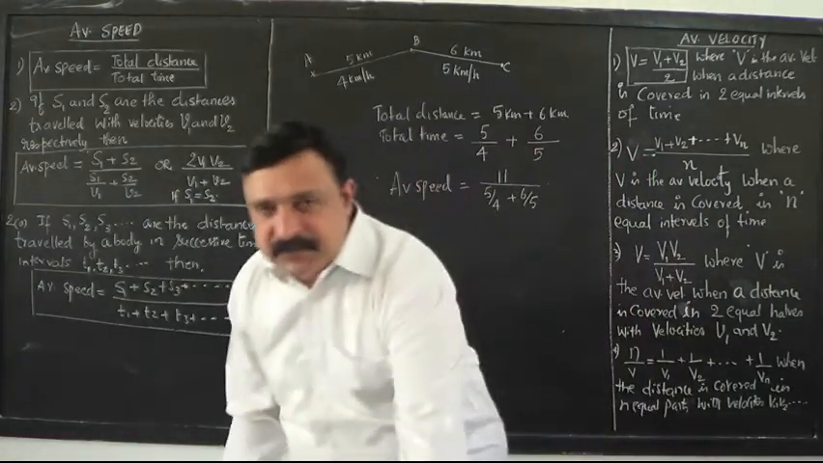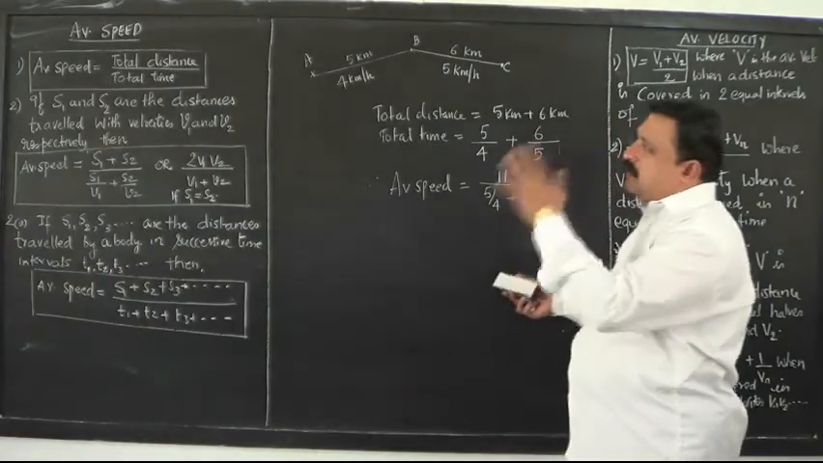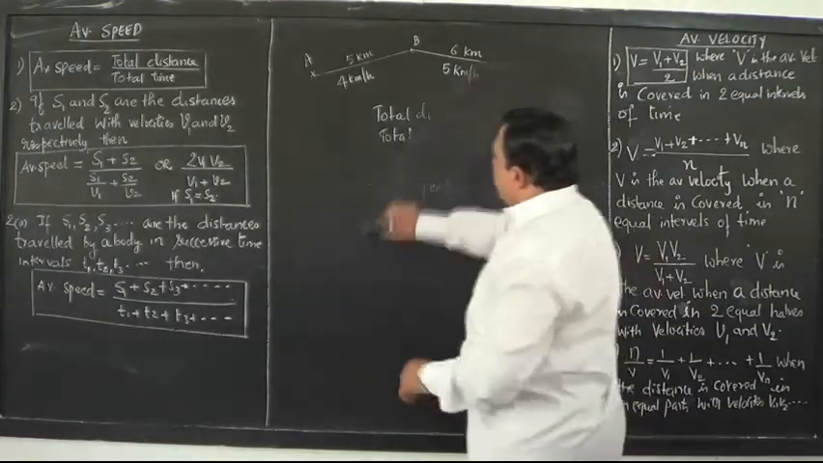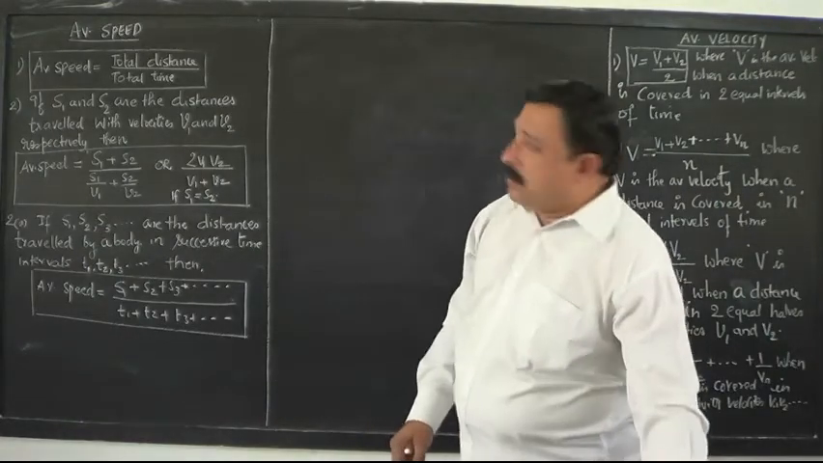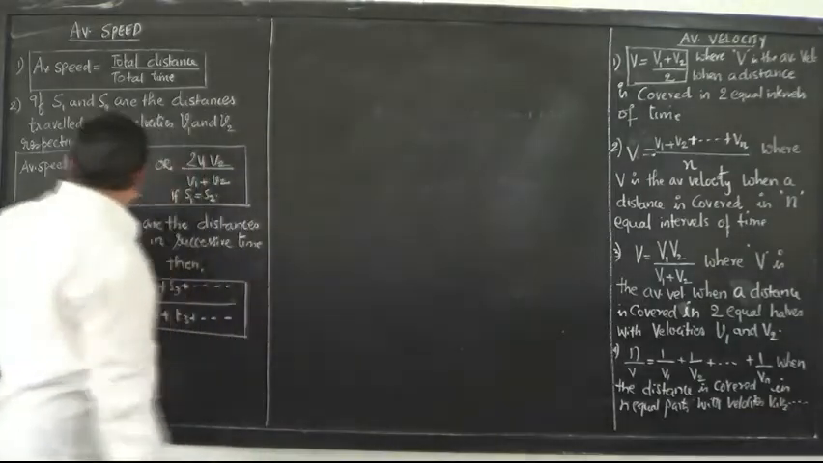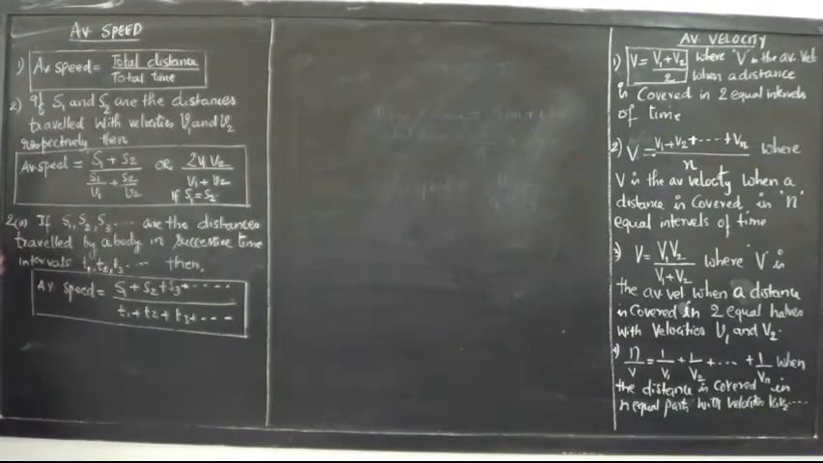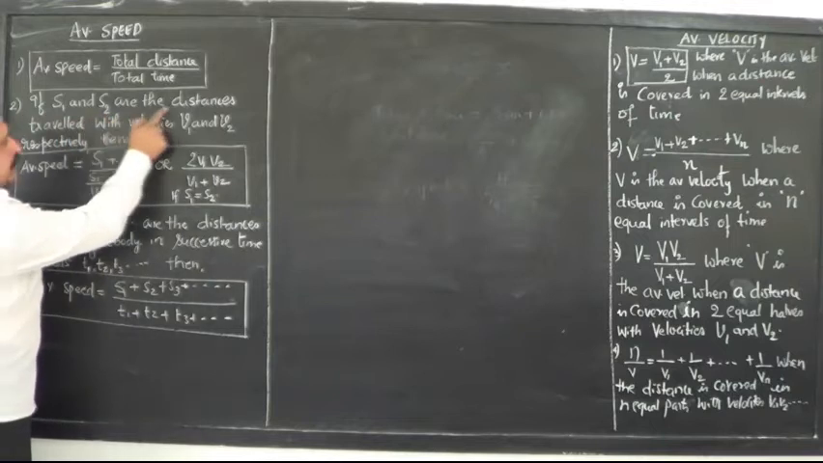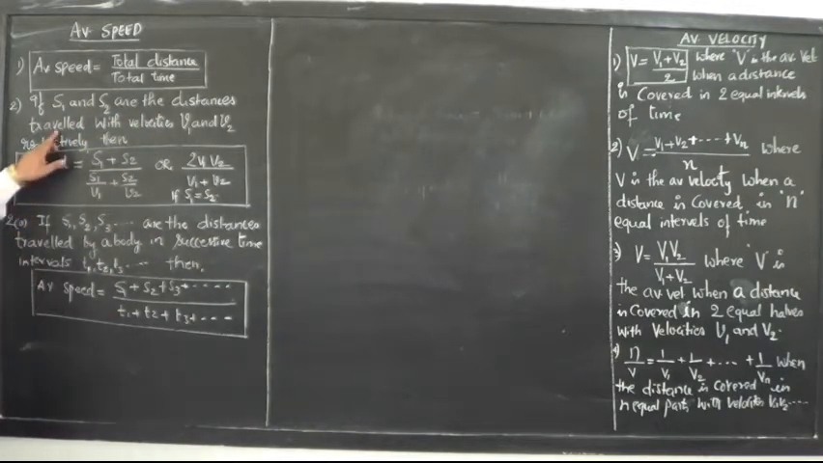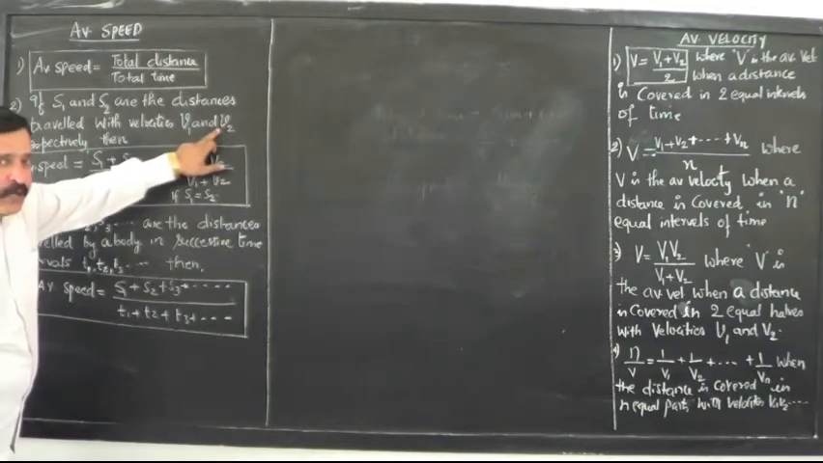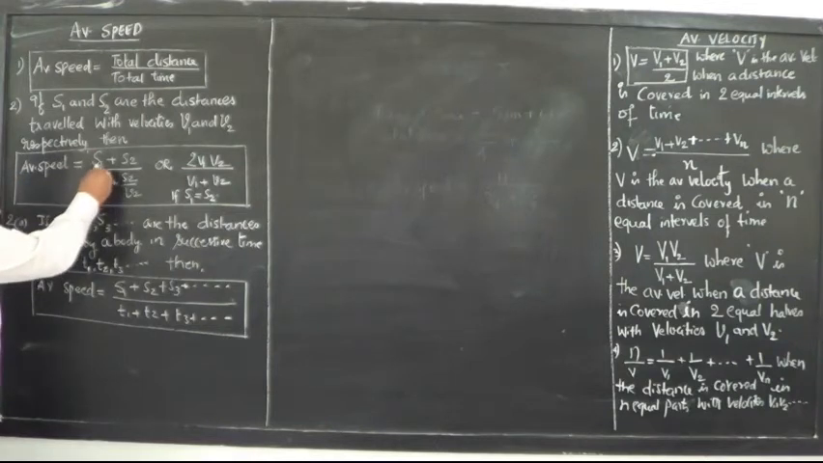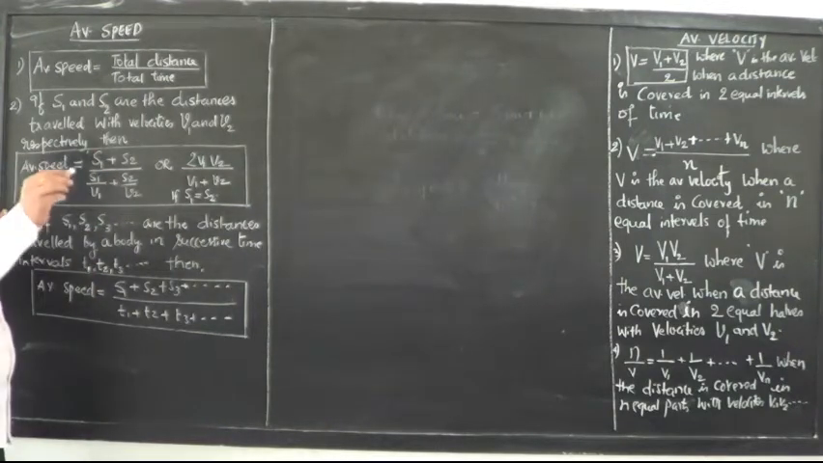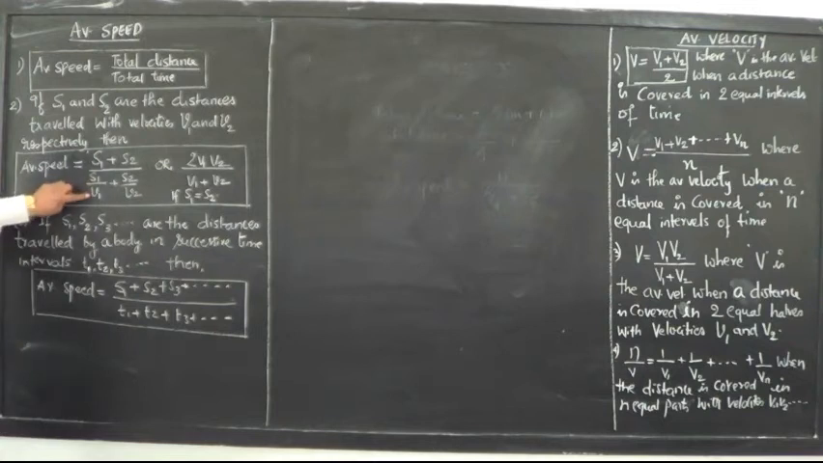So remember, average speed can be found just by considering the ratio of total distance over total time. So that's the definition of average speed. Now come to point number 2. If S1 and S2 are the distances traveled with velocities V1 and V2, then the average speed in this case is given by the formula S1 plus S2 over S1 by V1 plus S2 by V2.